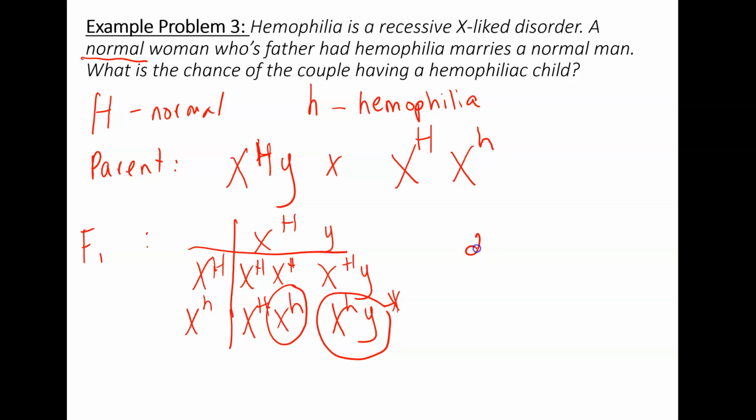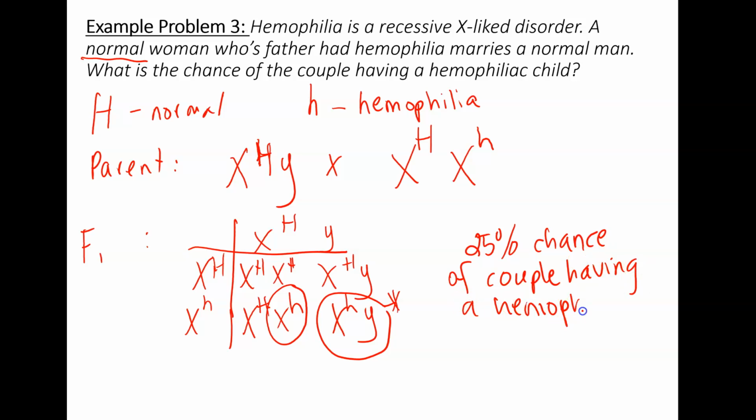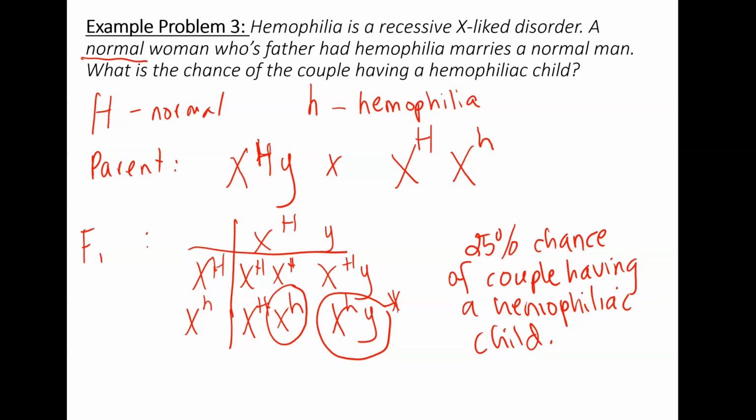So there's a 25% chance of the couple having a hemophiliac child. Okay? And so those are the three problems that are associated with sex-linked traits.